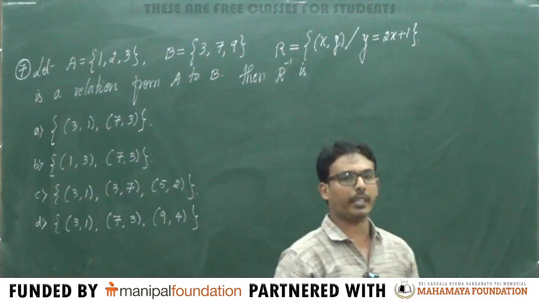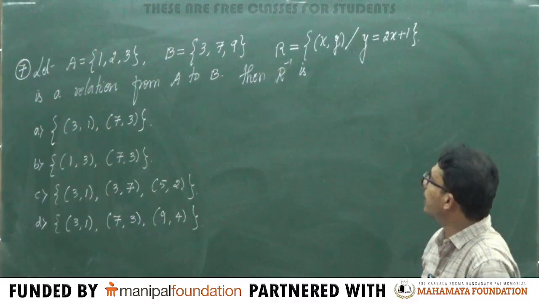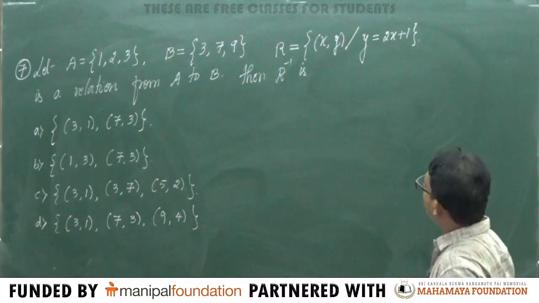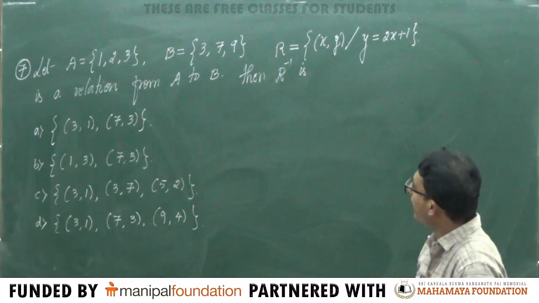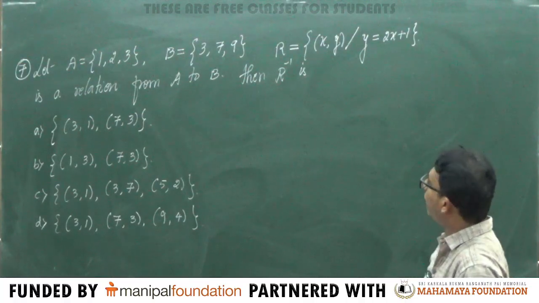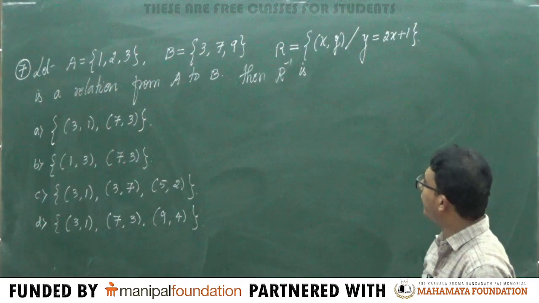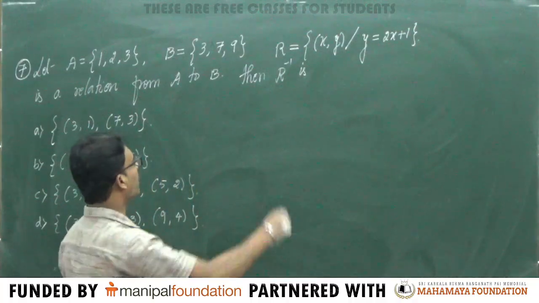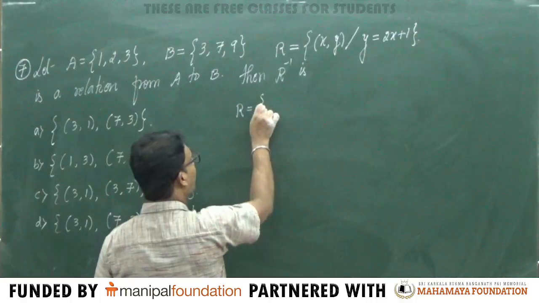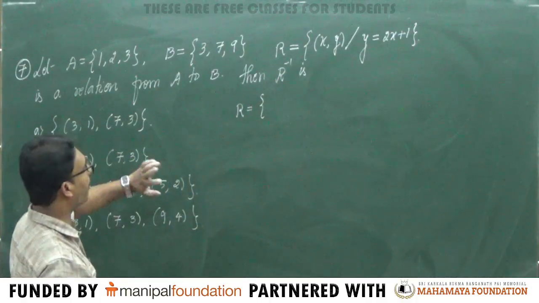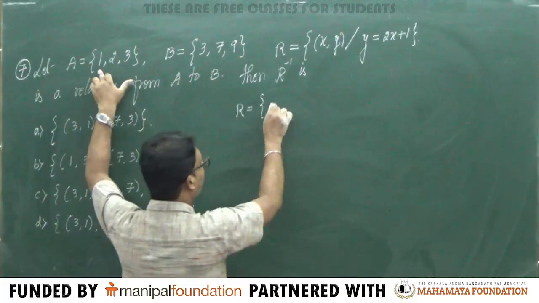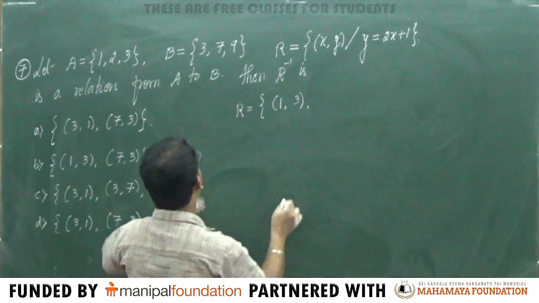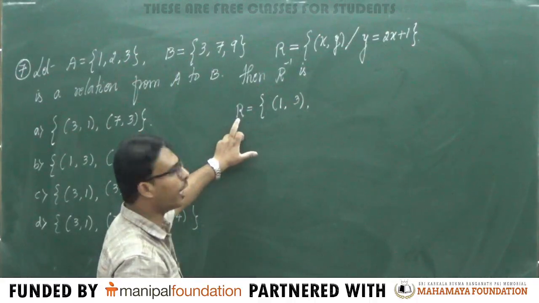So in this problem they have given two sets, the sets A and B. The set A contains the elements 1, 2, 3, and the set B contains the elements 3, 7, 9. They are defining the relation R from the set A to B as y is equal to 2x plus 1. Next we need to find the elements which come under the relation R inverse. First write which elements come under the relation R from the set A to B. If you take the value of x as 1, then performing the given rule, we get the y value as 3, and 3 is present in the set B. So (1, 3) is present in the relation R.